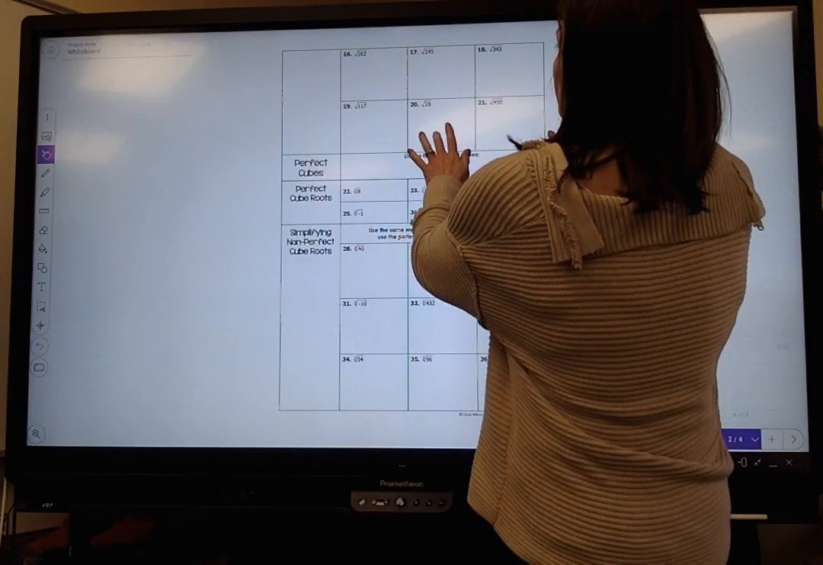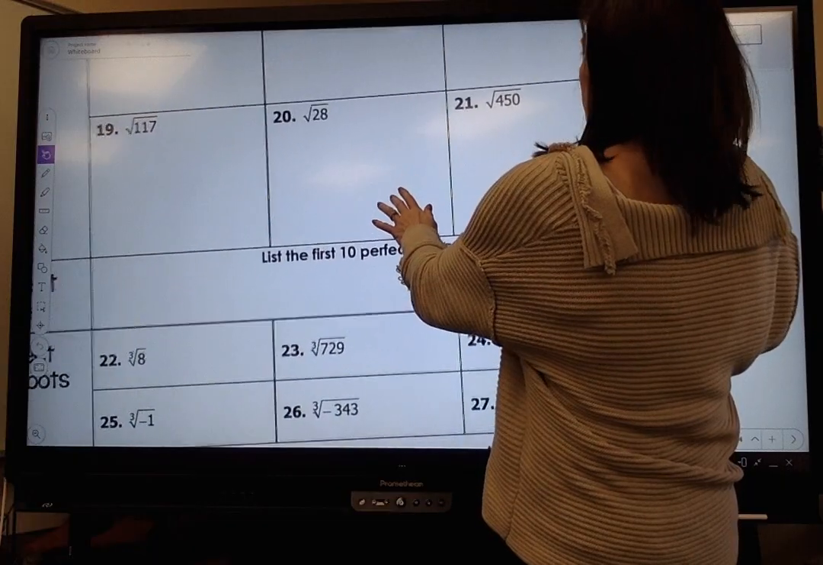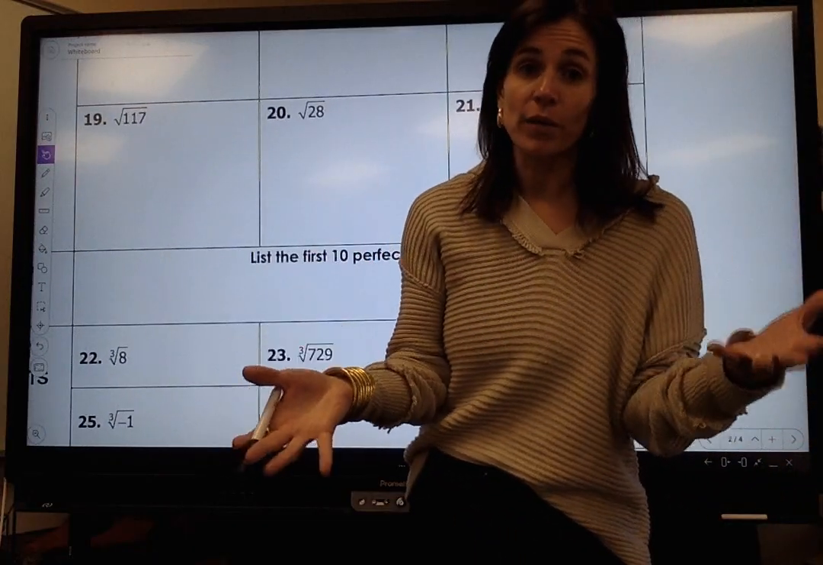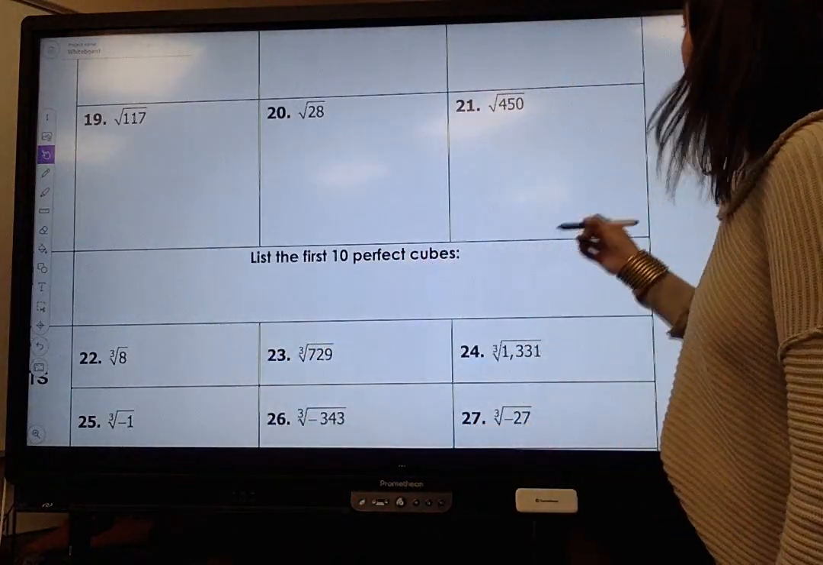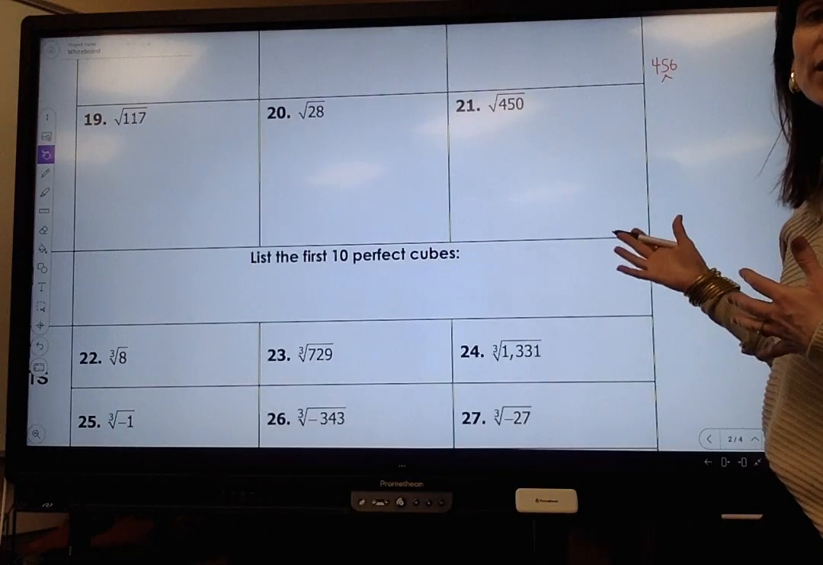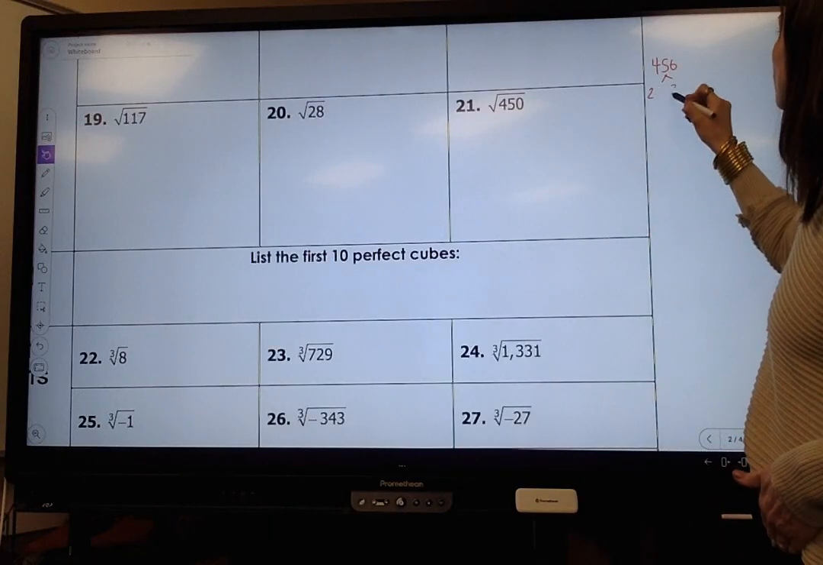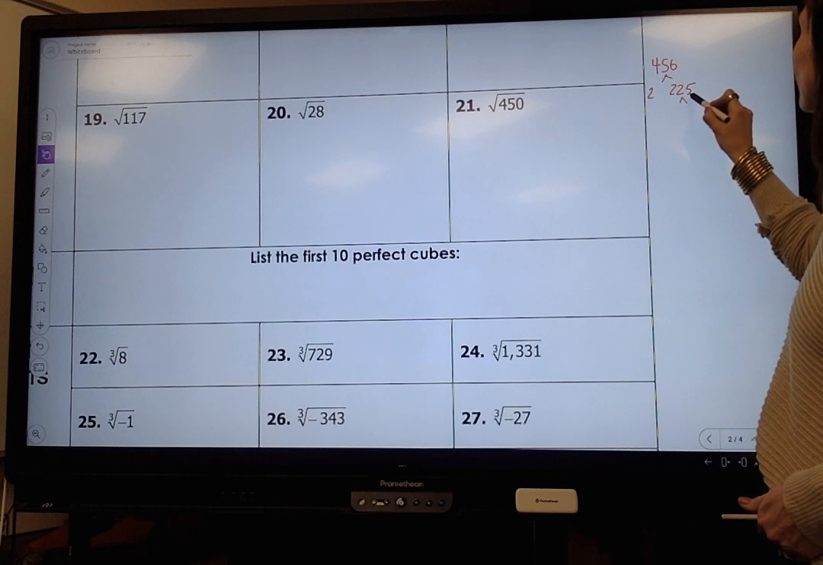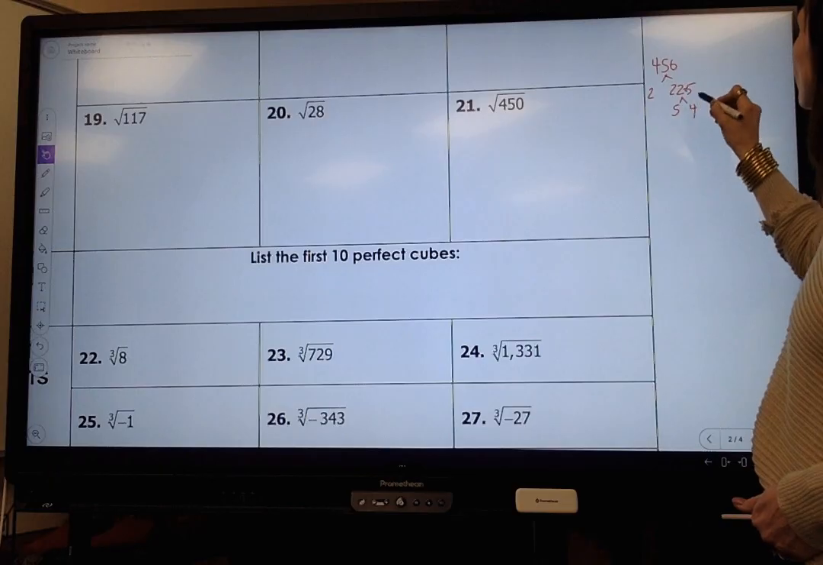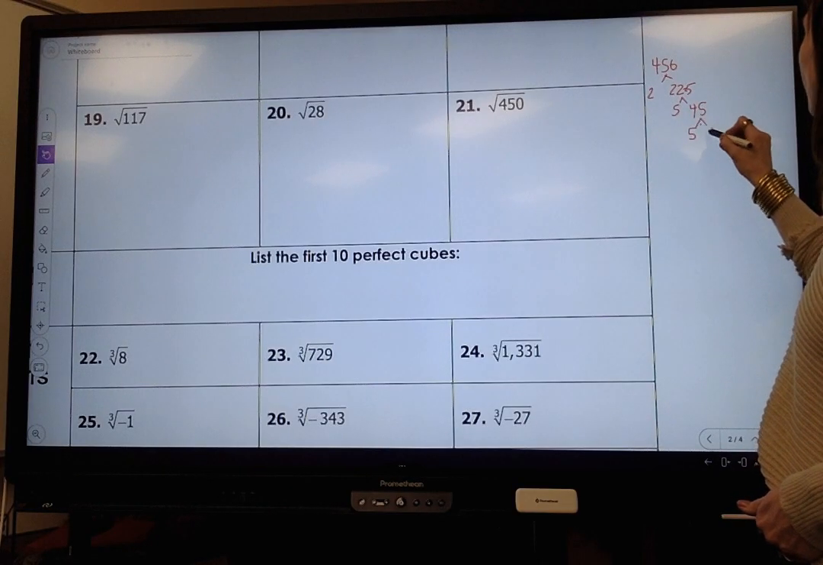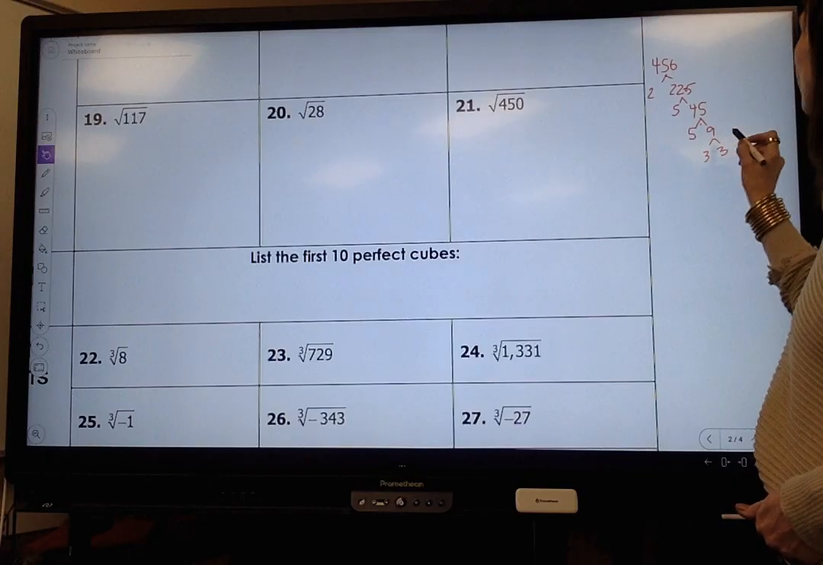Okay, let's do 450. Okay, so I can't recognize a perfect square right off the bat. I just can't. So I'm going to do a factor tree. I go by even. It's an even number, so I know that 2 goes in there 225 times. I know that 5 goes in there because it ends in 5. So 5 goes into 22 4 times with 2 left over. 5 goes into 25 5 times. And then I can keep going by 5 and 9, 3 and 3.